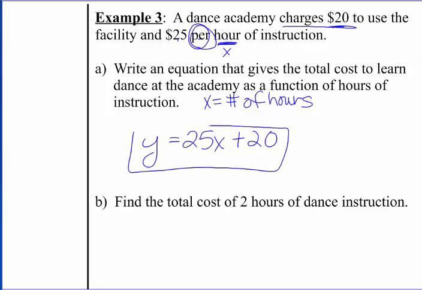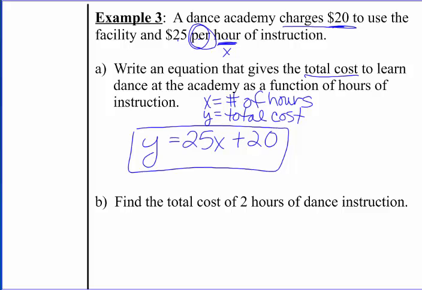This is your equation. You'll notice we have now introduced an additional variable into our equation. So we now have the y. When you have two variables, an x and a y, you have to also define what your y variable represents. If we read the question, it says write an equation that gives the total cost to learn the dance at the academy as a function of hours of instruction. So y would be our total cost.